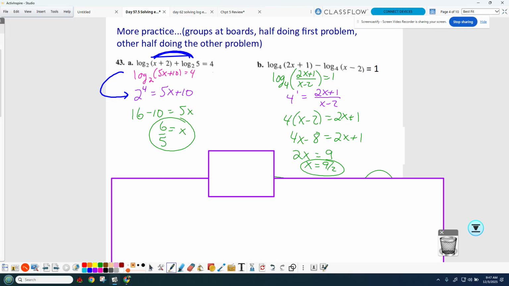The other groups had a subtraction between these, and that's division inside. Okay, gross. They managed it, and then they translated from log to exponential, cross multiplied and carefully distributed the 4 to everybody, which they did, and then they solved and also got a fraction. And checking, plugging in 9 over 2 minus 2 still works, so that's good. All right? Questions? Okay.